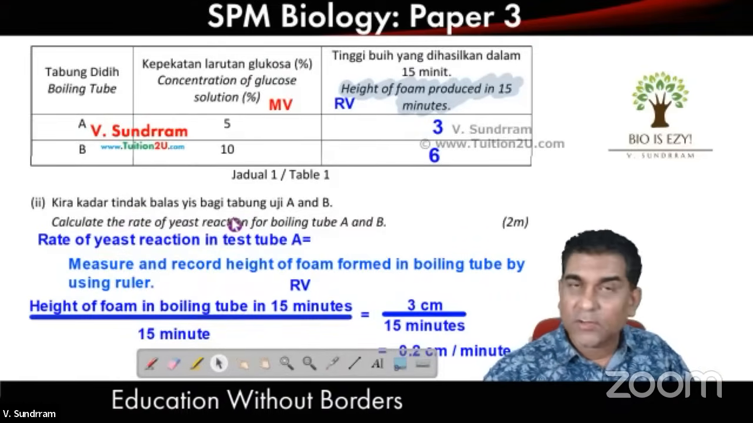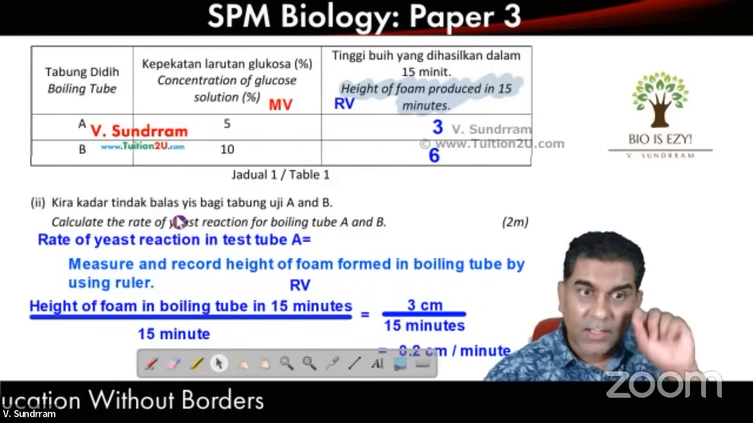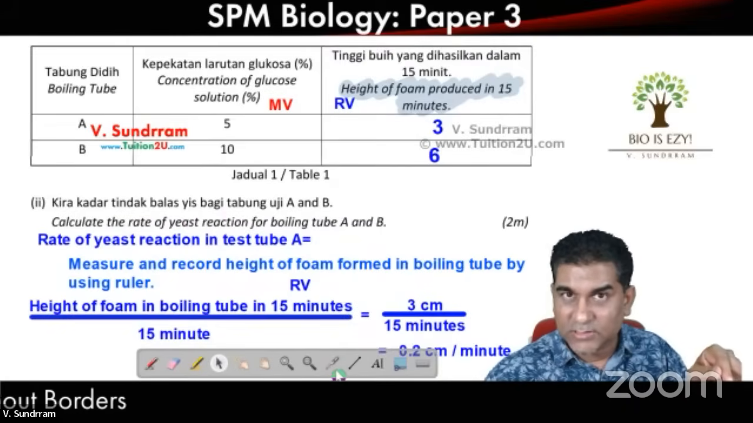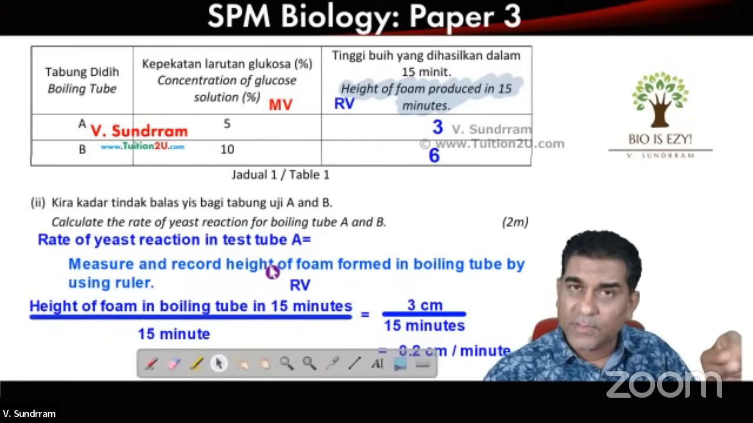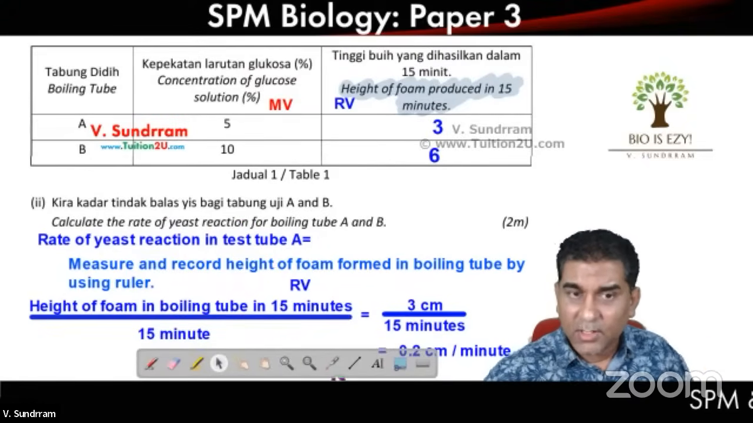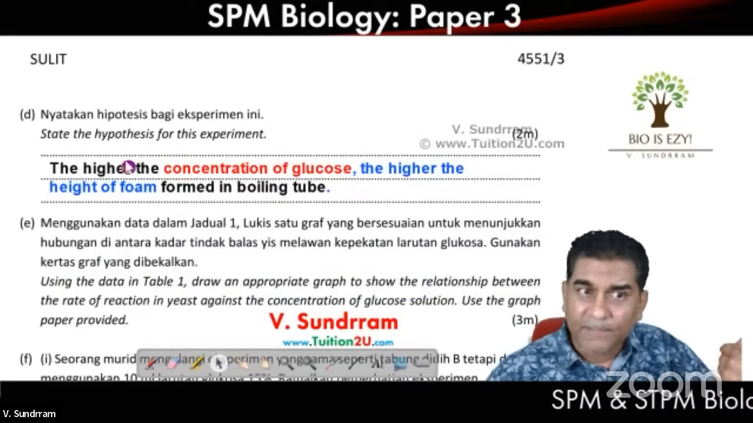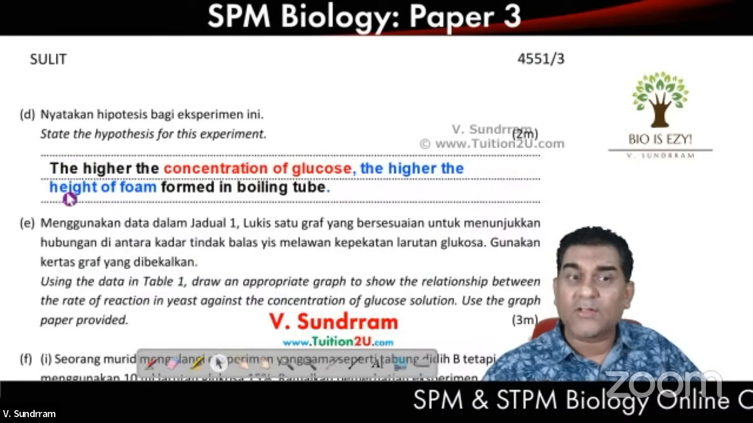But if let's say the question says rate of alcohol fermentation, that should be the better one. If it says rate of alcohol fermentation, I will follow what's in the question. If it says yeast reaction, I'll use yeast reaction. If it says alcohol fermentation, I'll use alcohol fermentation. So if it's alcohol fermentation, then here you write alcohol fermentation. You can write the higher the concentration of glucose, the higher the rate of alcohol fermentation.